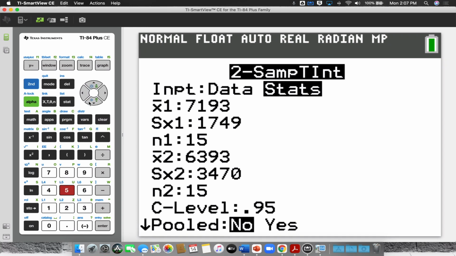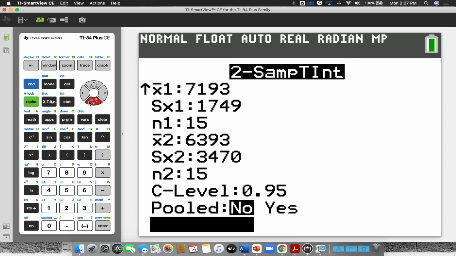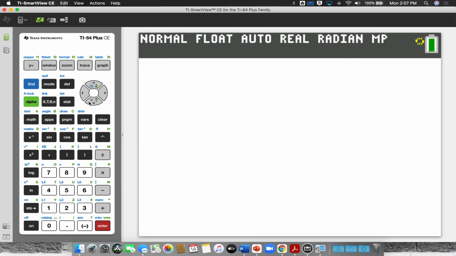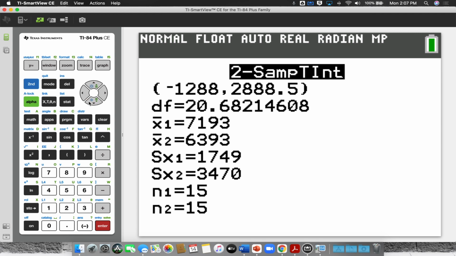Here is where I was looking for pooling. We never, ever pool with means. We only pool with two proportion tests and intervals. Okay. So, nope. Calculate. So we get negative 1,288, no decimal. And the second one is 2,888.5.